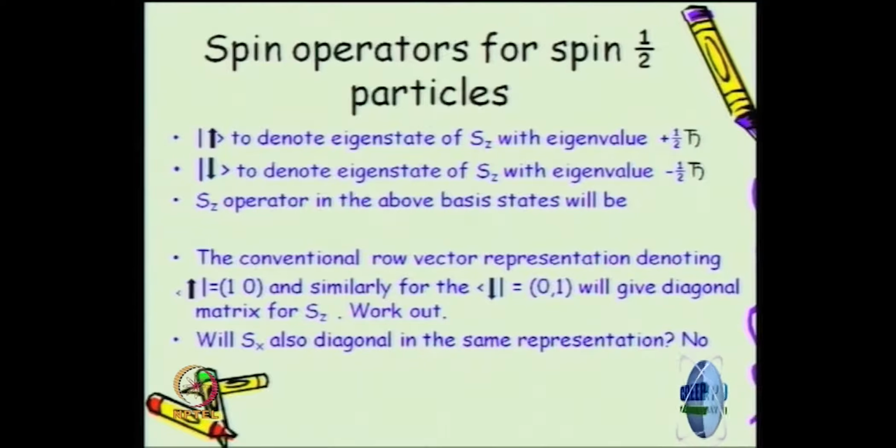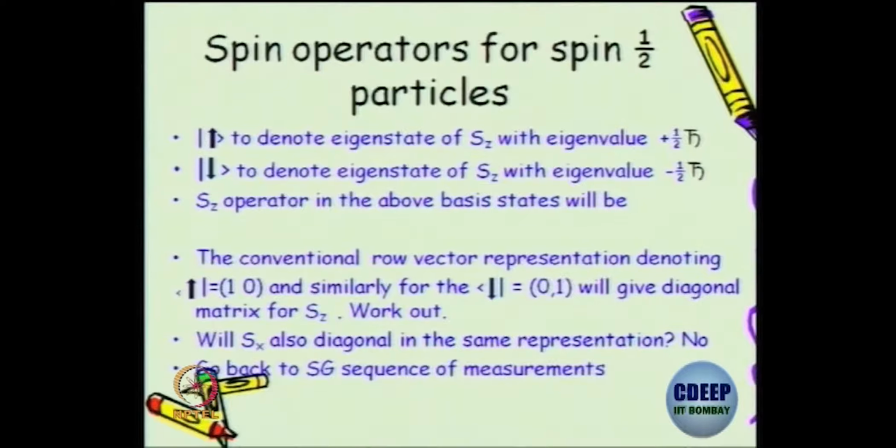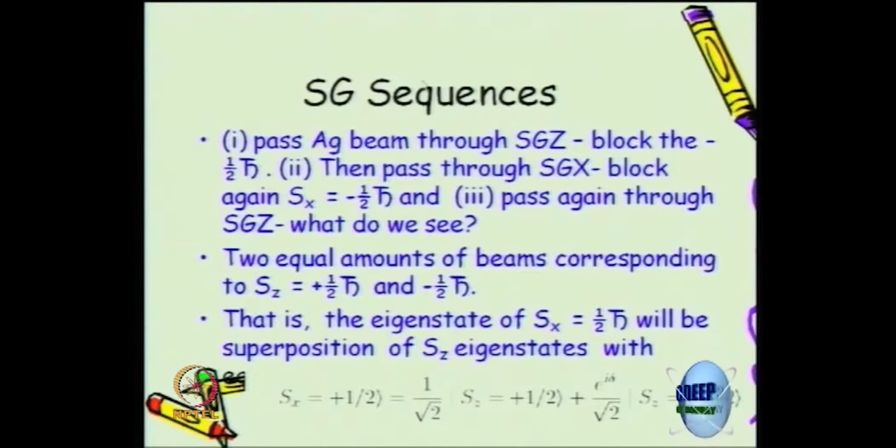Will Sx also be diagonal in the same representation? No. That we know because they are incompatible observables. Go back to the Stern-Gerlach sequence of measurements which we did, and what do we say? That the Sx eigenvalue is plus half. I am suppressing the h cross now, you can put it back later. Sx equal to plus half h cross, after you make it go through the SGX, the state with plus half will in general be a superposition of the two basis states.